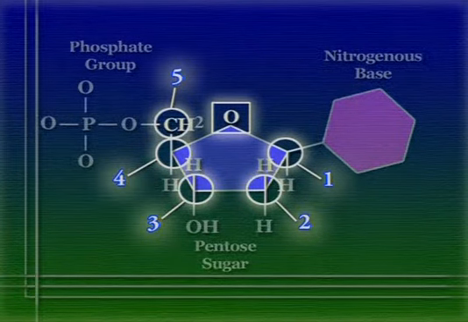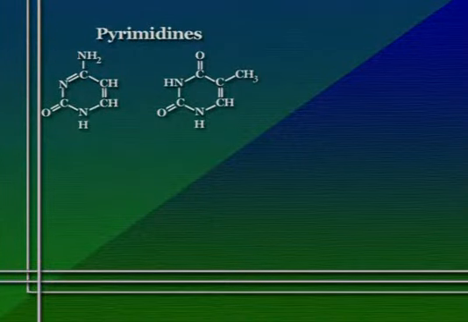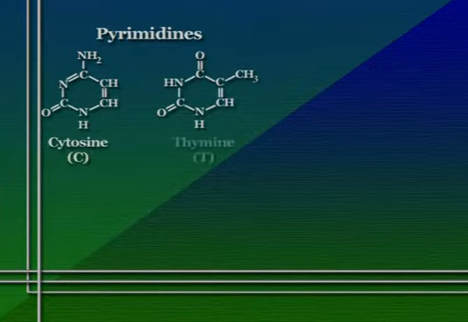Now, there are 4 kinds of nitrogenous bases, and these can be classed into 2 different groups which differ in size. The pyrimidines have a single 6-element ring that's made of carbons and nitrogens, hence the name nitrogenous base. There are 2 kinds of pyrimidines. We call them cytosine and thymine. The details aren't important, but these are 2 kinds of pyrimidines.